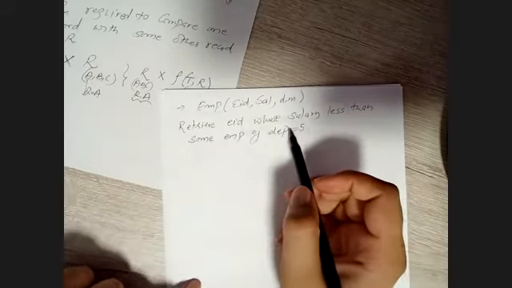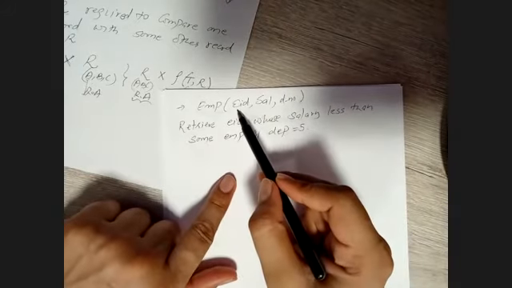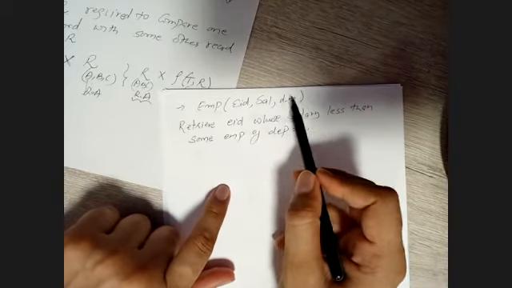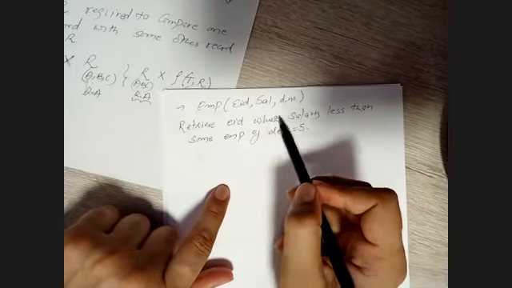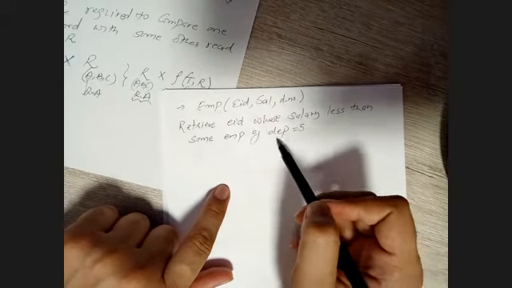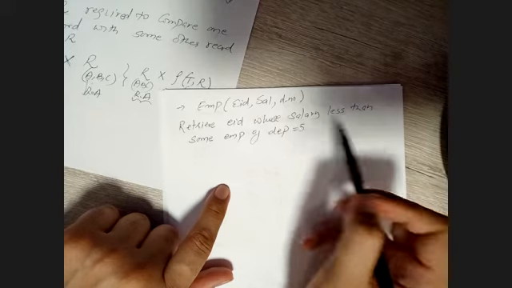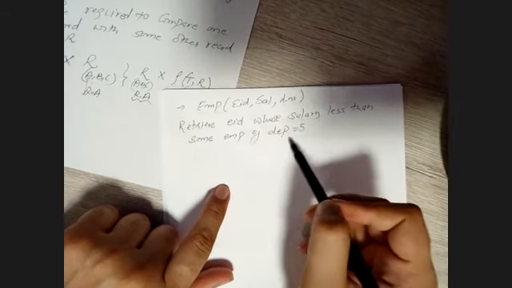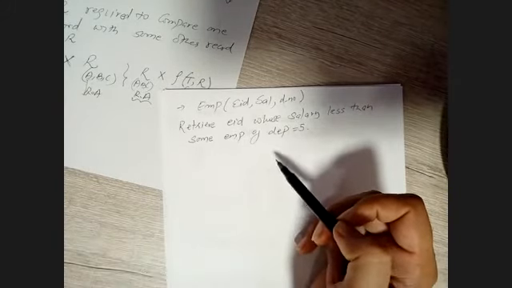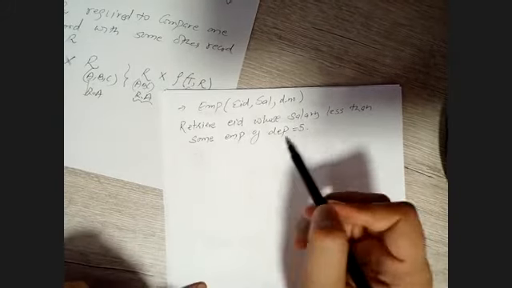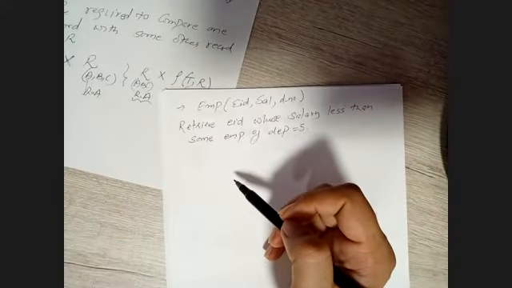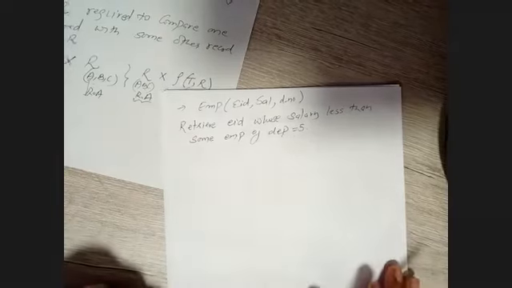Understand here what we need to retrieve: EIDs of those employees whose salary is less than some employee. There is some employee working in department 5 who has more salary than some other employee here, right? So whose salary is less, we need to reflect that particular employee's EID. Understood, right? See how I will do it here.